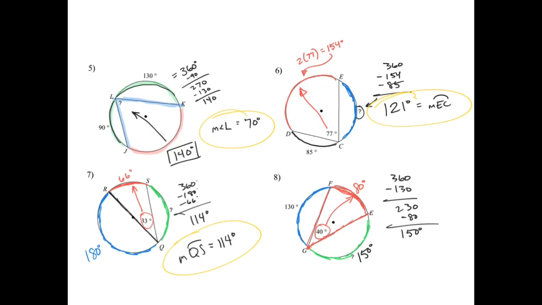All right, guys. So you saw some that were super easy. You just had to double or half depending on whether you're trying to find the arc or the angle. And then you saw some that were more fun. You had to use the fact that the whole circle added up to 360 degrees.